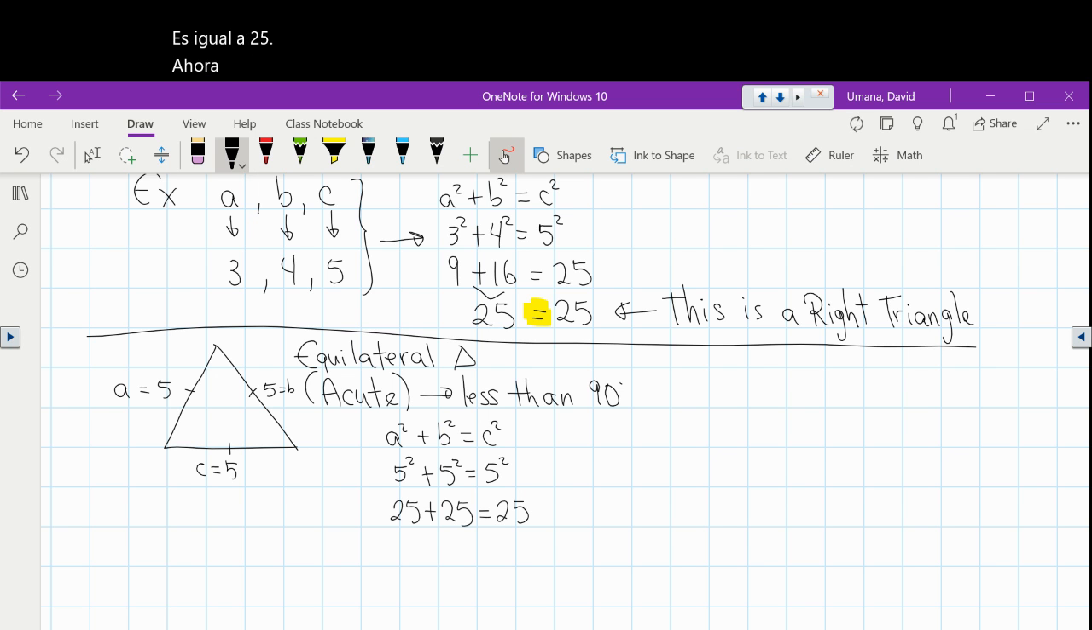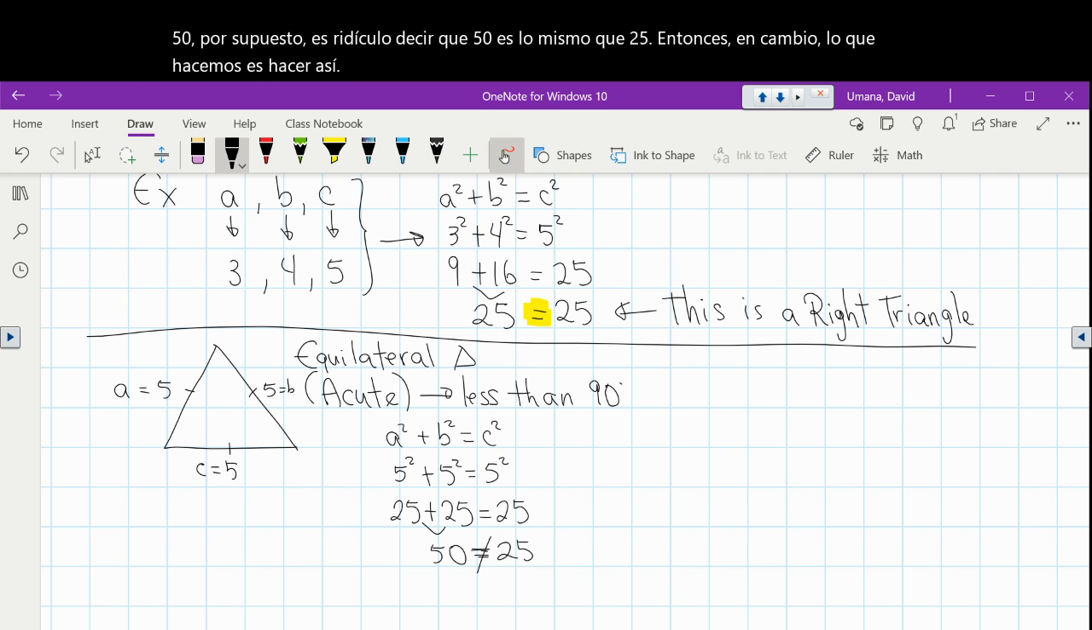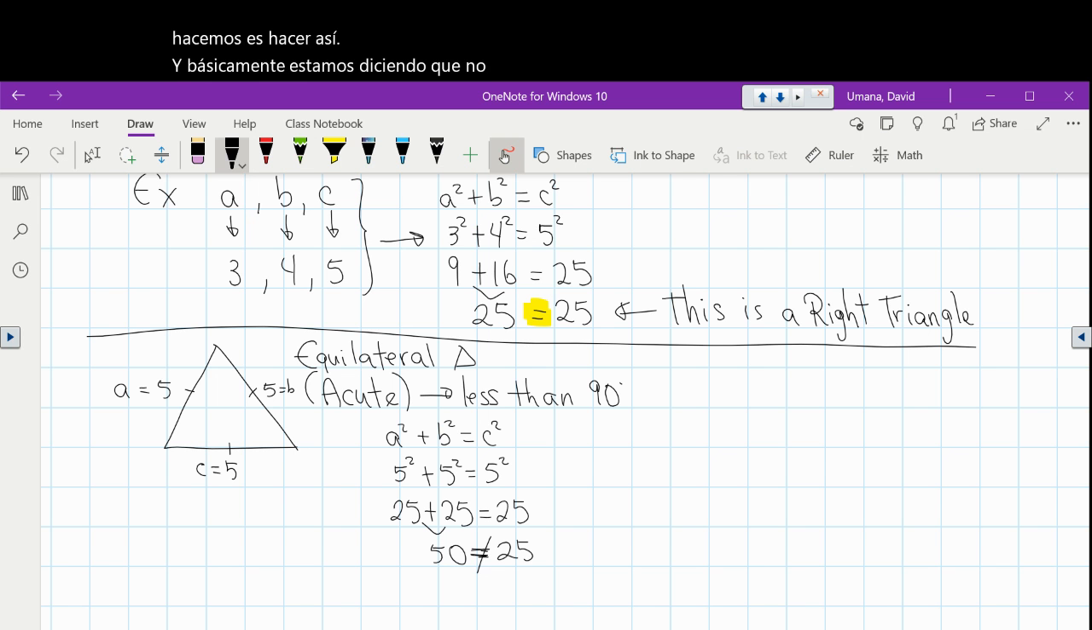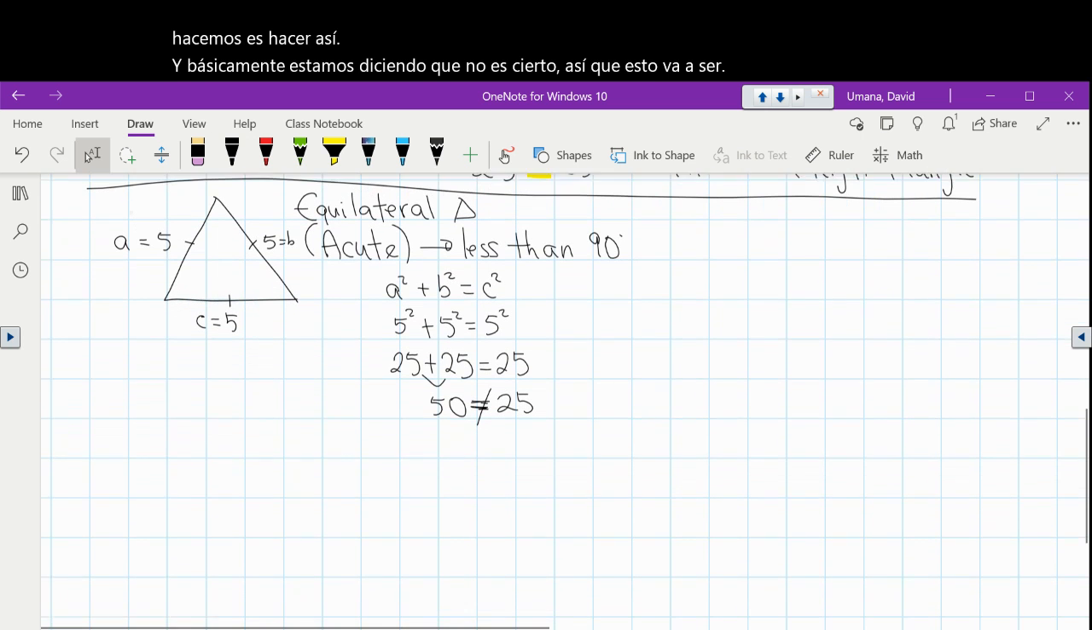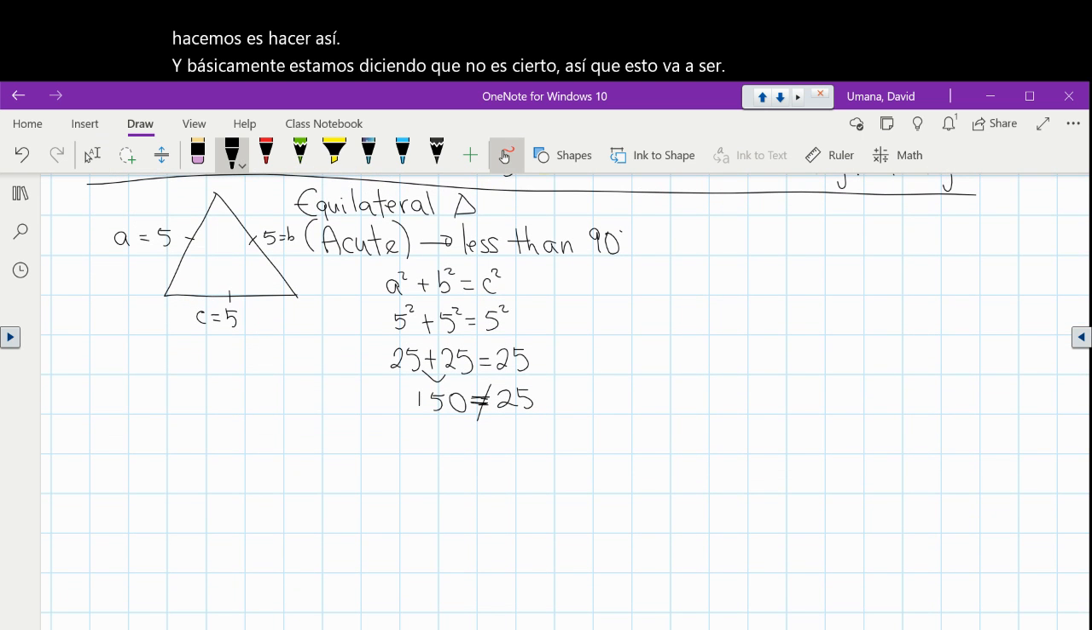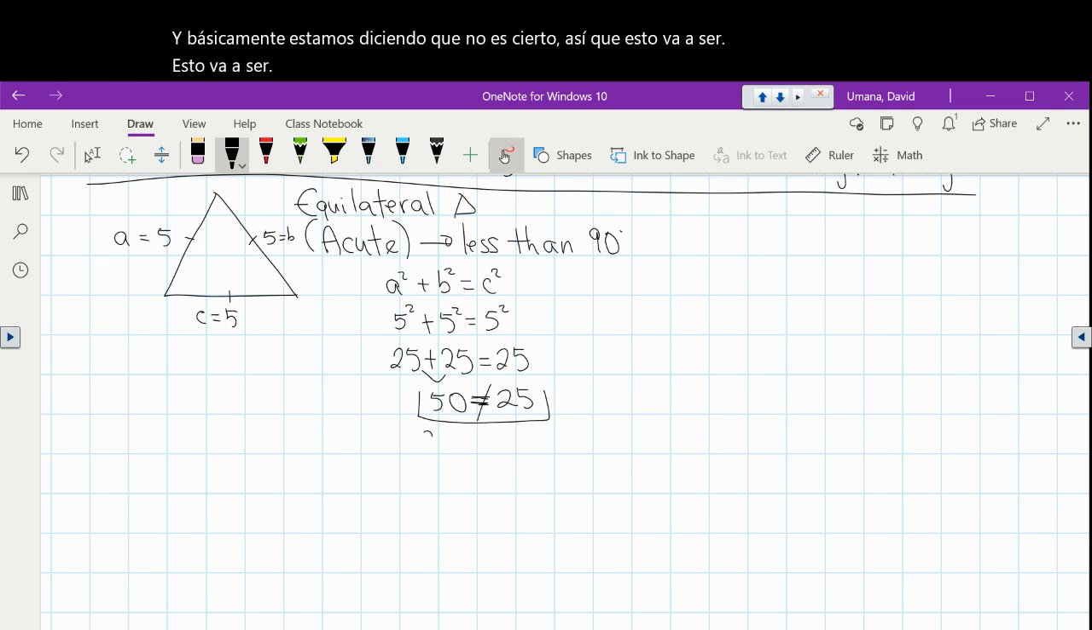Now I'm going to add, and so this makes 50 equals 25. But then I realize this is not true. 50, of course, is ridiculous to say 50 is the same as 25. So instead what we do is we do like this. And we're basically saying it is not true. So this is going to be conclusion 1.